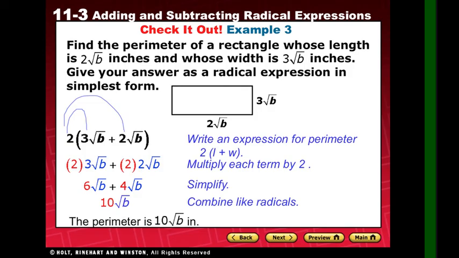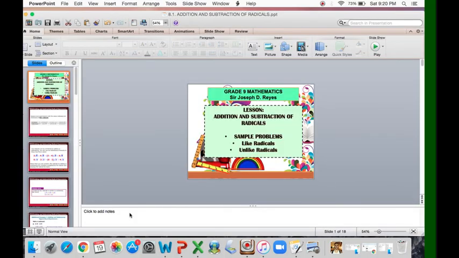So therefore, the perimeter of the rectangle given each the sides which are equal to 3 square root of b and 2 square root of b is equal to 10 square root of b inches. Is that clear? So that's all about our lesson for addition and subtraction of radicals with the given sample problems like radicals and unlike radicals.